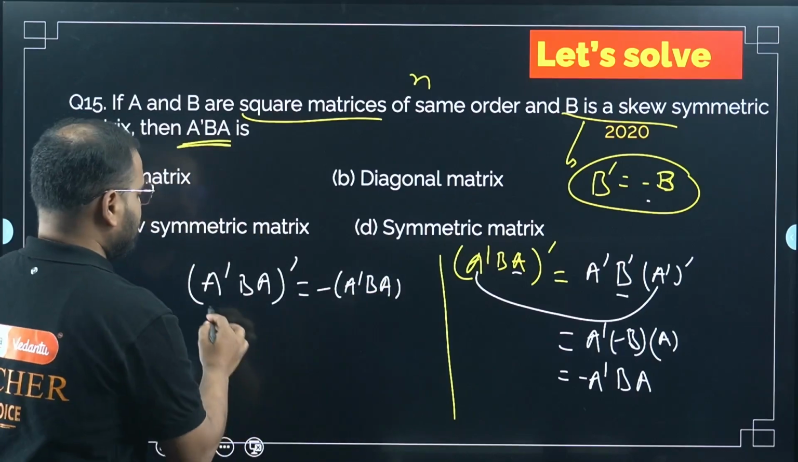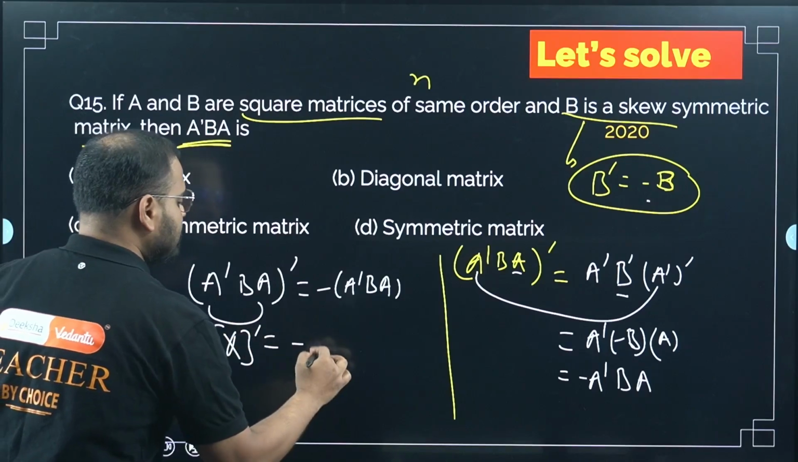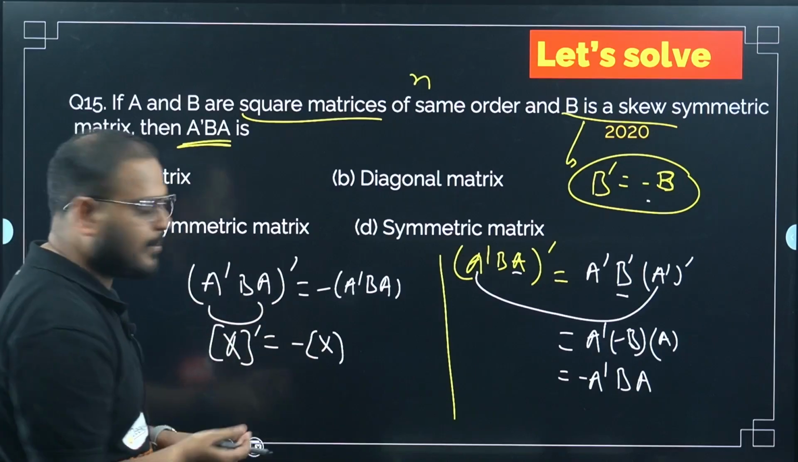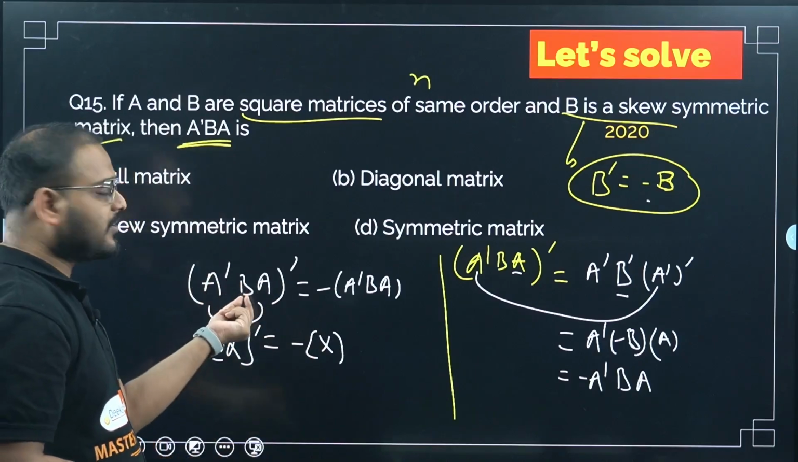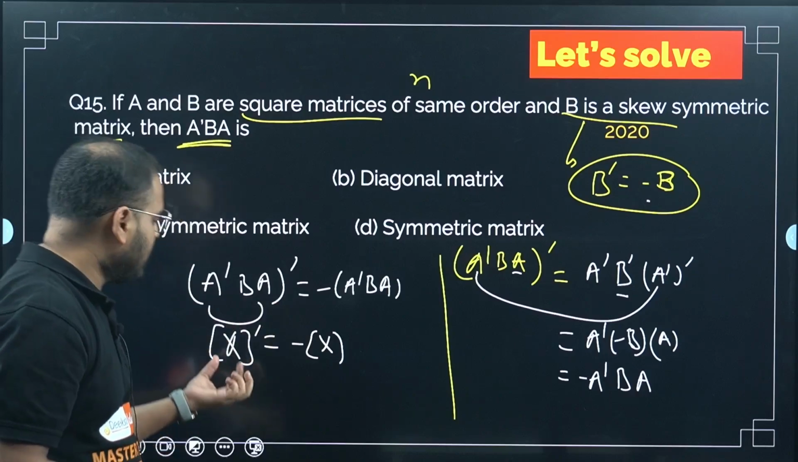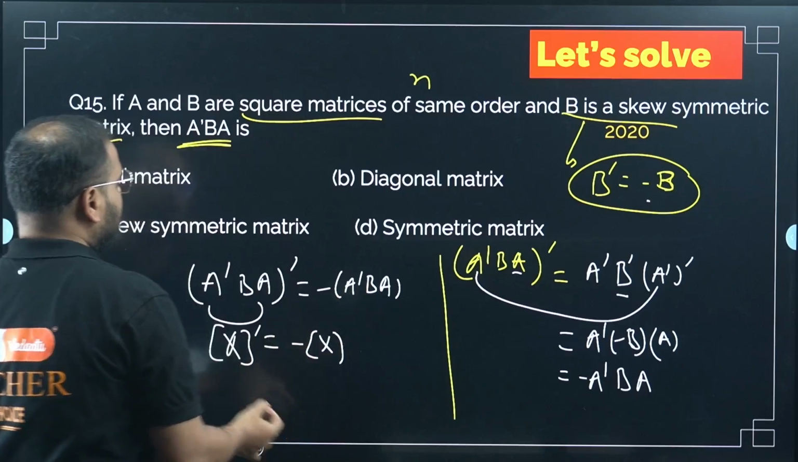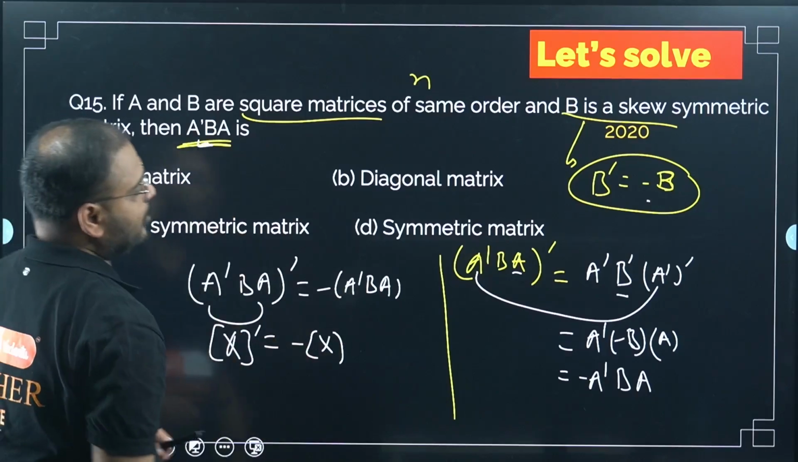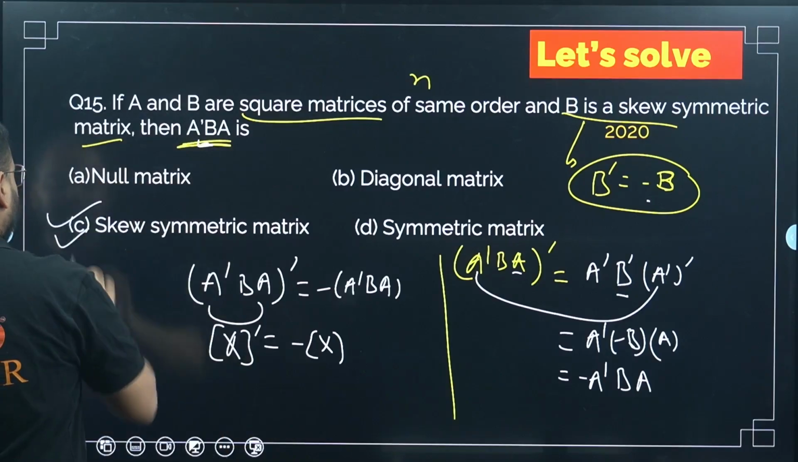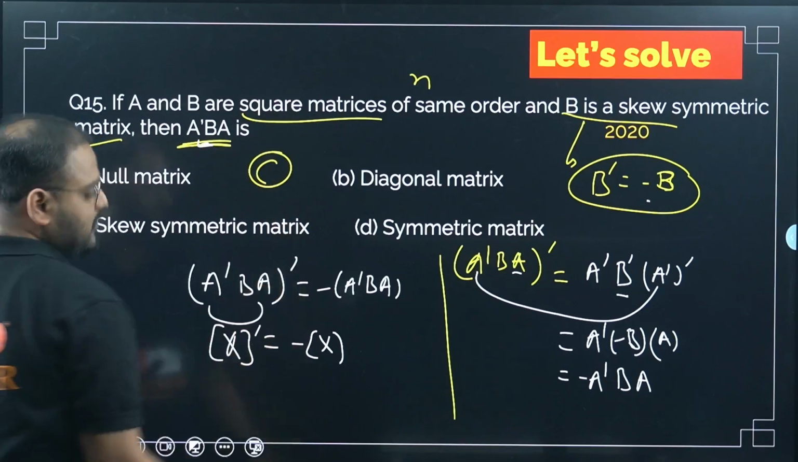Please check here. If this is my matrix A or matrix X, so X transpose is equal to what? Minus X. A transpose B A is also going to be a matrix: A transpose is a matrix, multiplied with a matrix, multiplied with another matrix. So let's call that matrix X. X transpose is equal to minus X. A transpose B A, it means it is skew symmetric. So this given condition is nothing but skew symmetric. Option number C. Option C is the correct answer.